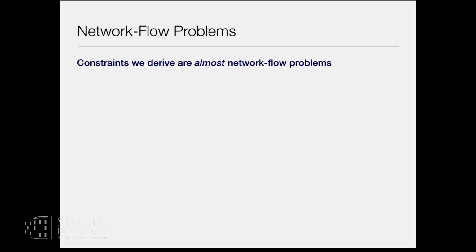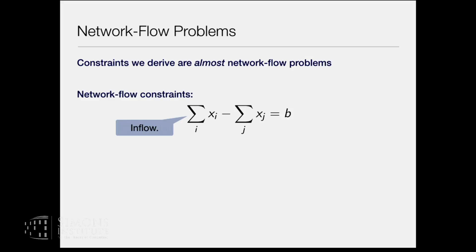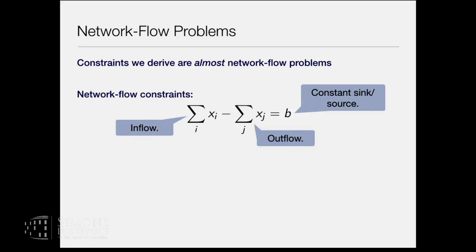As a reminder, how do these network flow constraints look? You have some edges x_i where you have flow into your node, and then these x_j are the edges that flow out of your node. You can also have sources or sinks, where you have a constant that either gets some flow out of the system or puts some constant flow into the system, and it can be positive or negative. I don't know which one is in and out, but it's not so important.